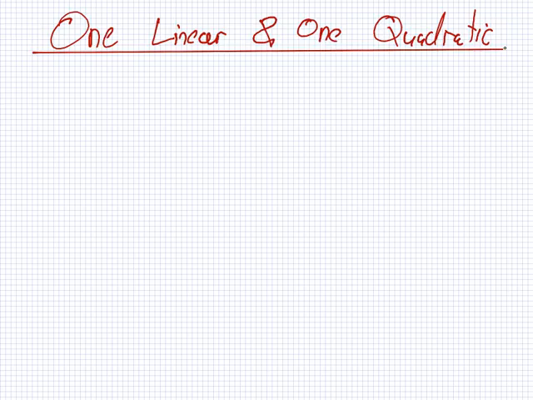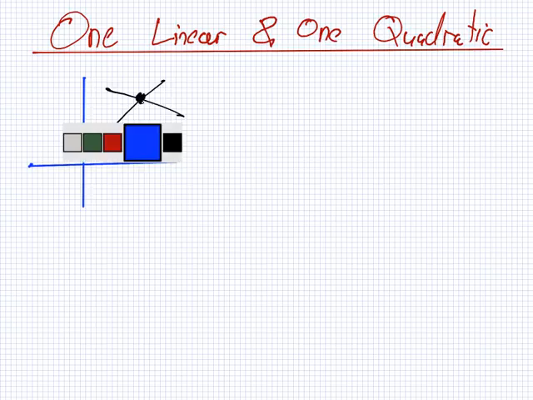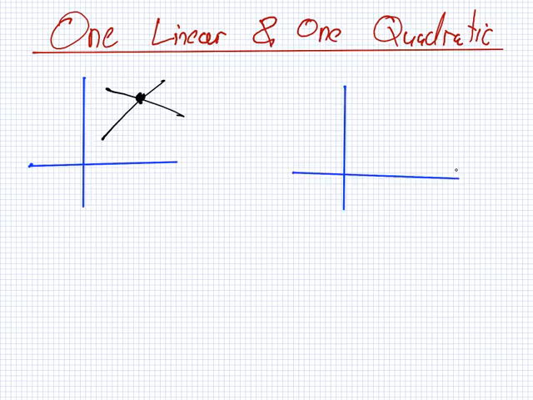Now, one linear and one quadratic. That's what we're going to have a look at. So, maybe about a week ago, we were looking at problems where we had two lines and we want to know where they meet. What we're going to have a look at today is where one quadratic will meet one linear.